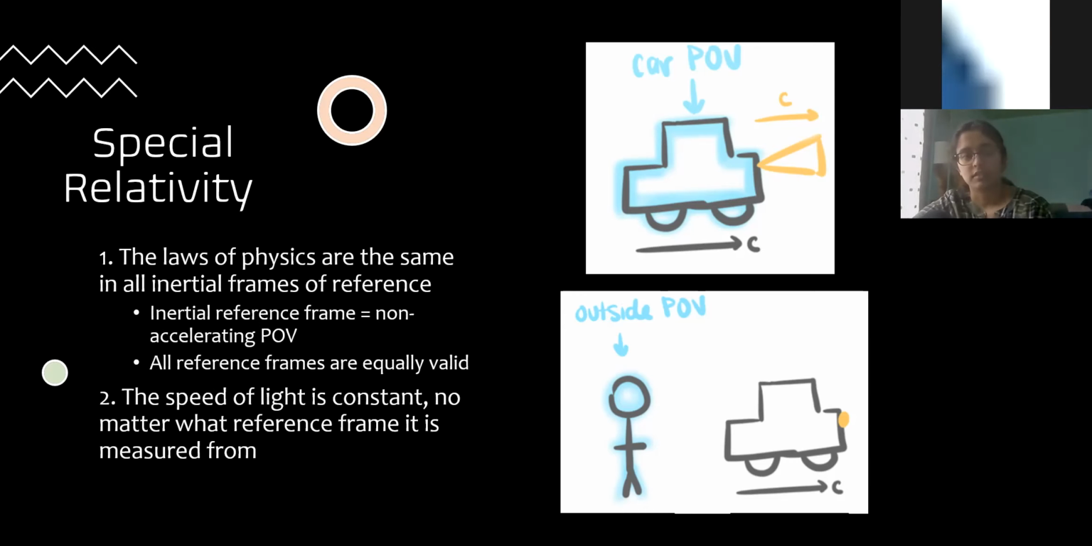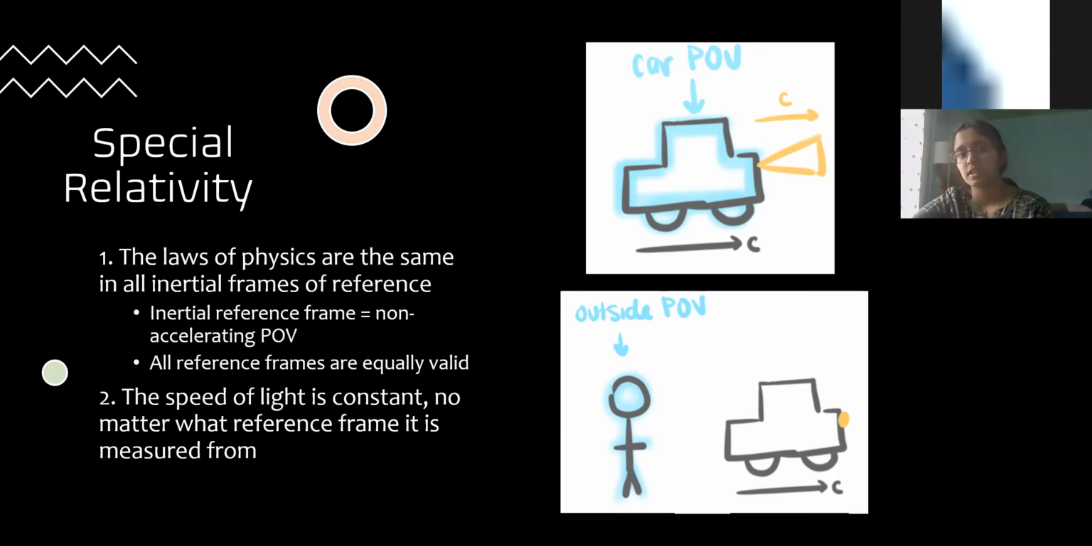The second postulate of special relativity is that the speed of light is constant, no matter what reference frame it's measured from. And this has some pretty weird implications, because let's say hypothetically, you were in a car that was traveling at the speed of light, and you turned on the headlights. Would you be able to see the headlights?